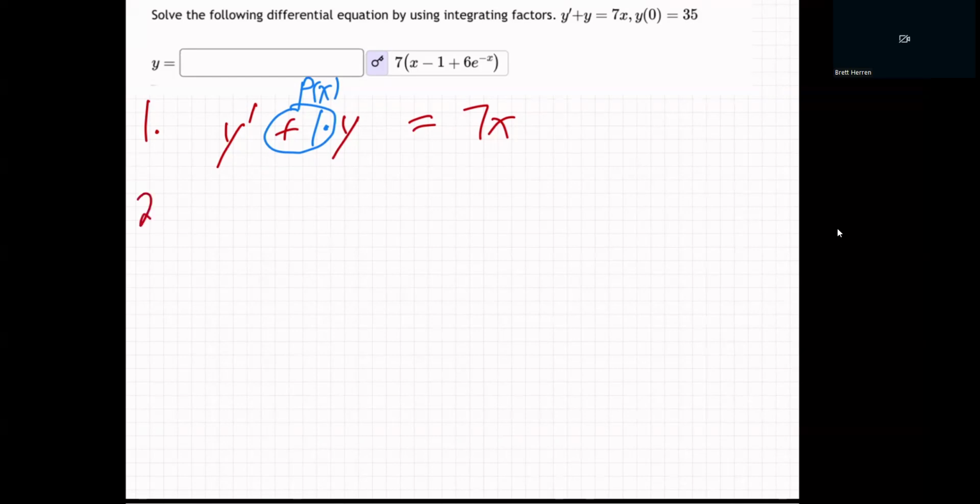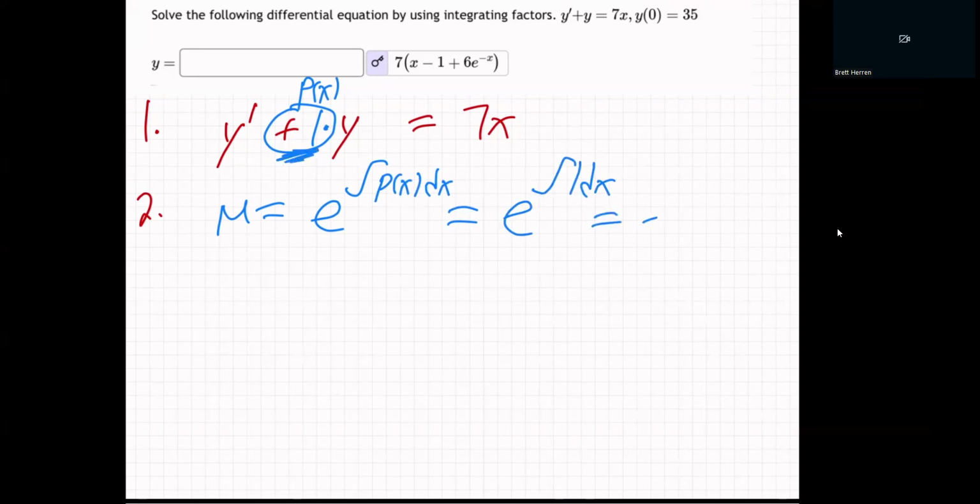So that means on step two, when we want to find our integrating factor mu, it's e to the integral of p of x dx, which is e to the integral of 1 dx, as p of x is just 1. And so what's that? That's just e to the x, right? Because the derivative of x goes back to 1, so the integral of 1 is x. All right, so that's my integrating factor.